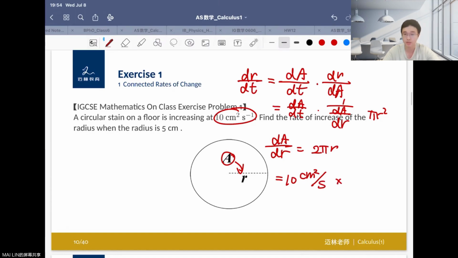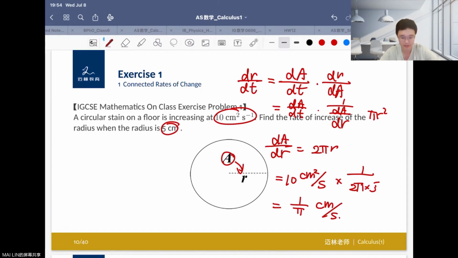And then times the rate, here 1 over 2 pi r. The radius is 5 centimeters, so it's 2 pi times 5, okay? That is for this problem. So we can calculate it as 1 over pi, centimeters per second, okay? That is how we can calculate the rate of change of the radius.